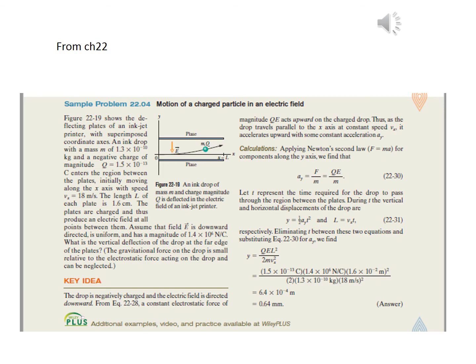From chapter 22, when we only have one force, which is the electric force, we can find the acceleration, and finally we can find the y, which is the deviation in the vertical direction, in terms of Q, the electric field, and the length L, etc.